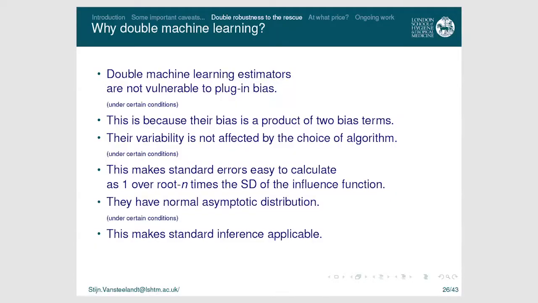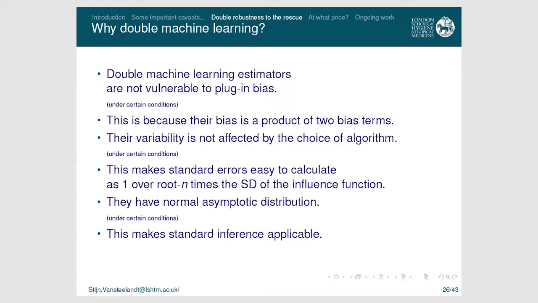And again, why do we have small plug-in bias? Well, because of what I said before, these double robust estimators have a bias which is roughly a product of two bias terms. Both these biases in the propensity score and outcome will be relatively small if we have a sufficient amount of data. And small times small means even smaller. So in that sense, we are shrinking bias through that product.